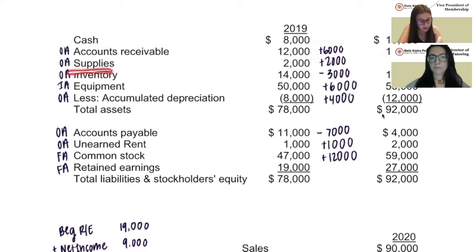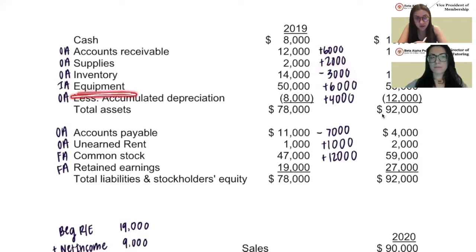Now our supplies also has to do with our operations. We need supplies to make the stuff that we sell, right? At the beginning of the year, it was 2,000. The end of the year, it was 4,000, which means it increased by $2,000 during the year. Our inventory also has to do with our operations, and so we're going to label that as operating activities. Beginning of the year, it was 14,000, and at the end of the year, it was 11,000. So it decreased by $3,000 during the year.